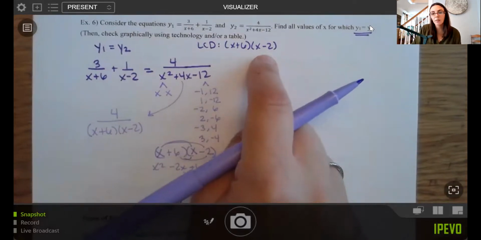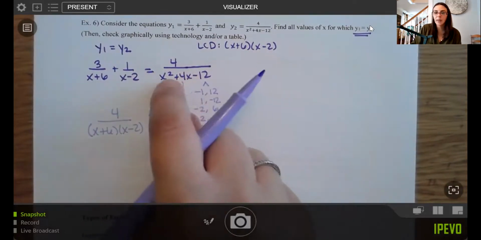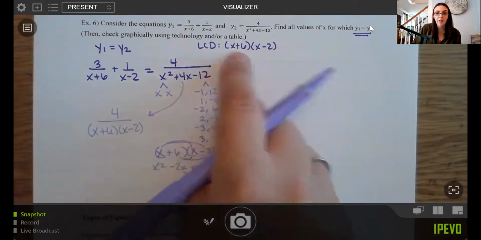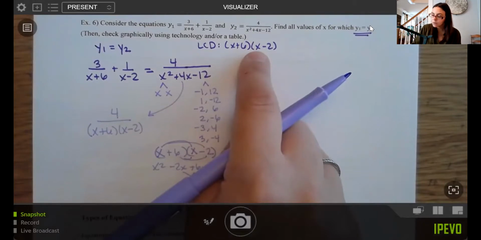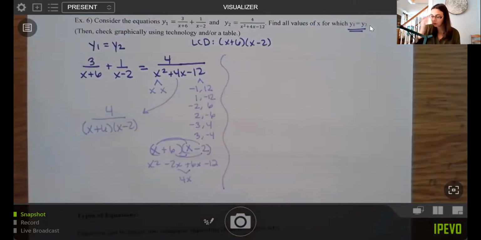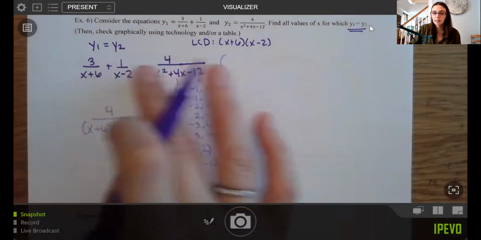So this is why we want to factor first, because I don't want to add this whole big complex thing here into my LCD if I don't need to. So these factors are actually already there. I don't need to add it in again. So I'm going to do some work over here. What I'm going to go ahead and do is multiply each of these pieces by my LCD.